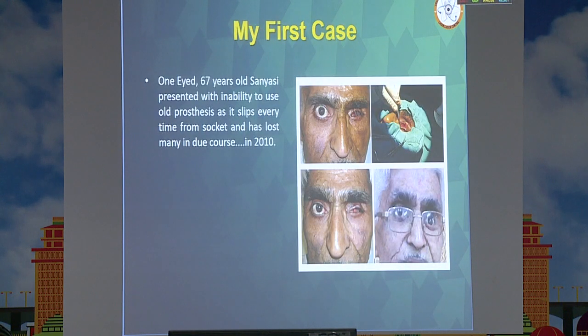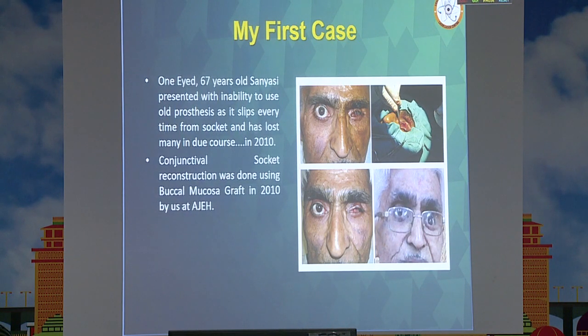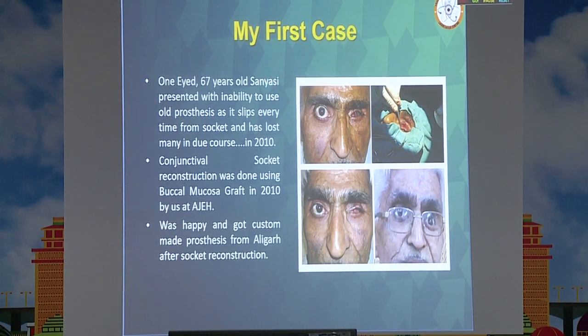My first case was a one-eyed 67-year-old sannyasi who presented with inability to use his old prosthesis as it slips out of the socket every time, and he had lost many in due course, way back in 2010. So you can see post surgery, conjunctival socket reconstruction was done using buccal mucosal graft in 2010, and he got a custom made prosthesis after socket reconstruction.